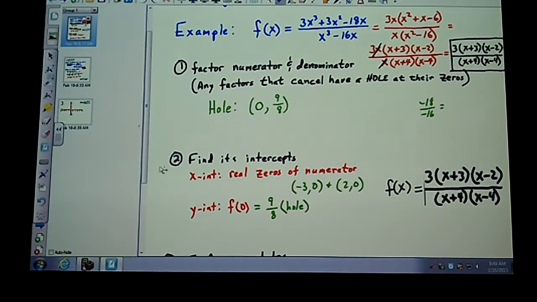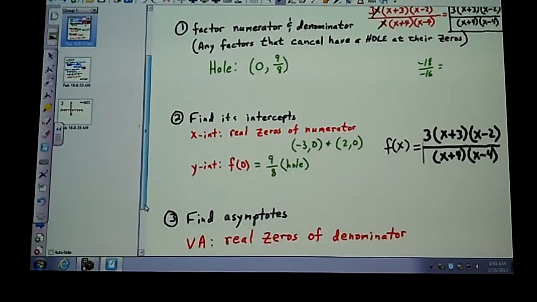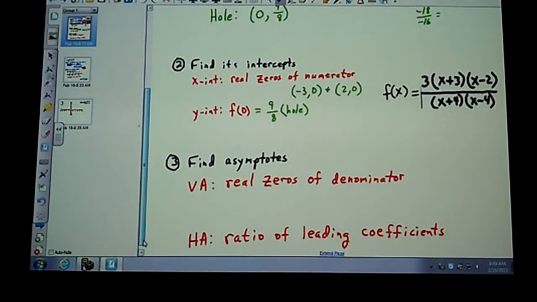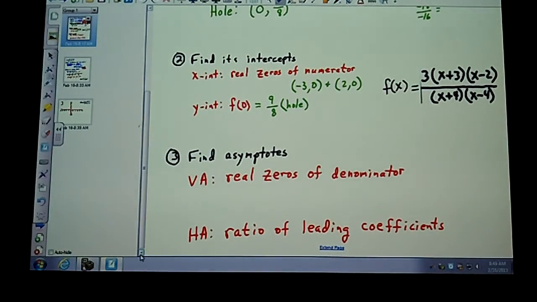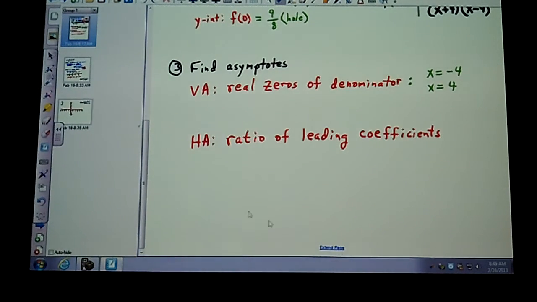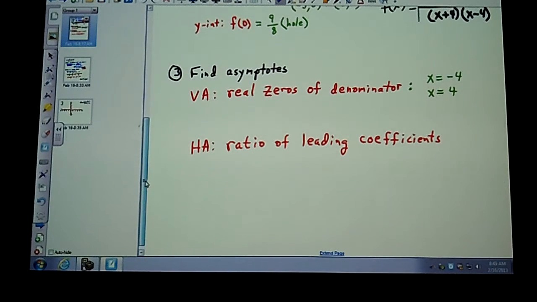Now going down a little further, the next step that I like to do is find the asymptotes for our function. Once again, I'll really just be finding the real zeros of the denominator of the simplified function. When I do that, I can see that we have a vertical asymptote at x equals negative 4, and also one at x equals positive 4.